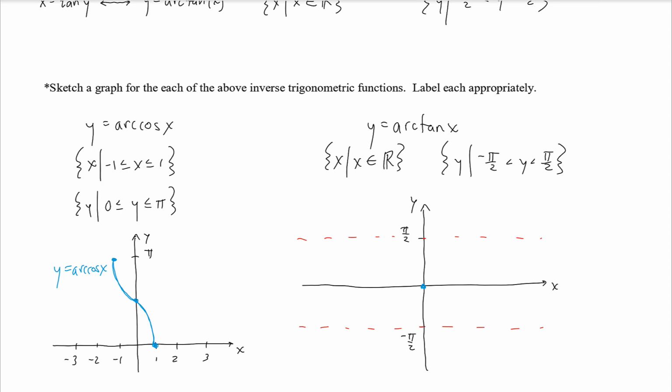And then you know that tangent of pi over 4 is equal to 1. So then 1, pi over 4. So if that's 1 and that's -1, then you know 1, pi over 4, and -1, -pi over 4. And then we know what the shape of one branch of tangent looks like. So there's y equals inverse tangent. And it does go on forever because its domain is all real numbers. But it is sandwiched between those two horizontal asymptotes.